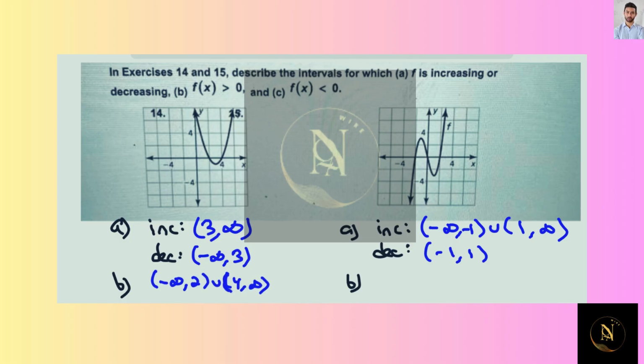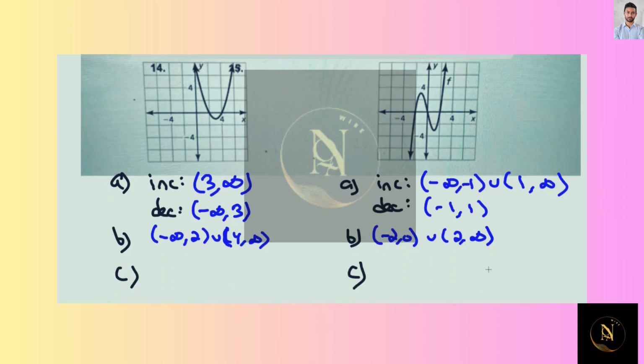And in our second graph, it's positive in the regions that I'm highlighting. To describe it would be from negative 2 to 0, and then from 2 to infinity. And it's negative in the regions that are below the x-axis. So in the first graph, it's between 2 and 4. And then the second graph from negative infinity to negative 2, and then 0 to 2.